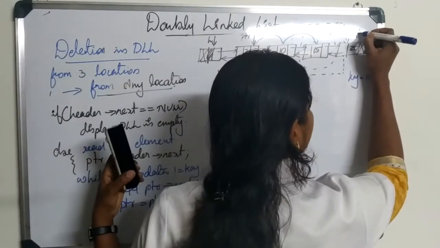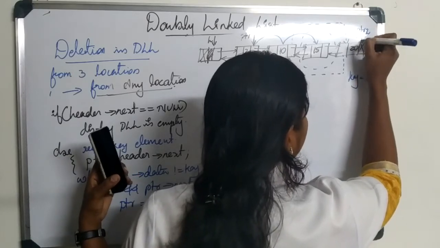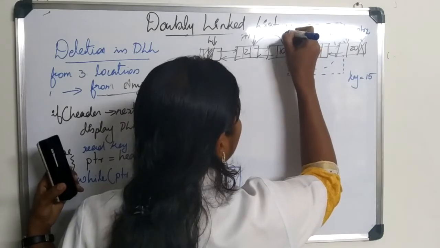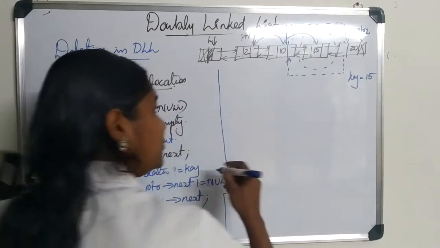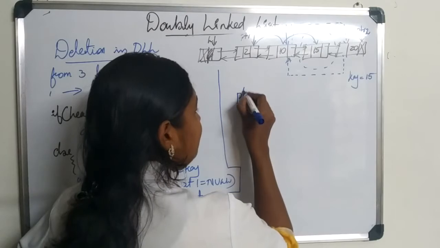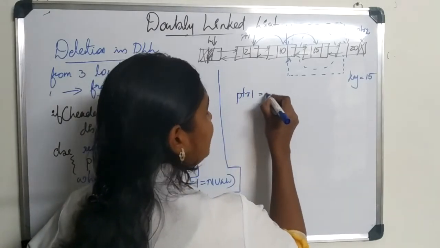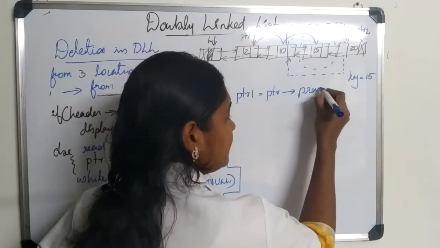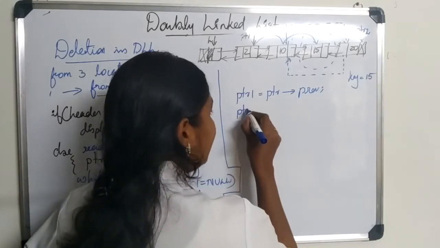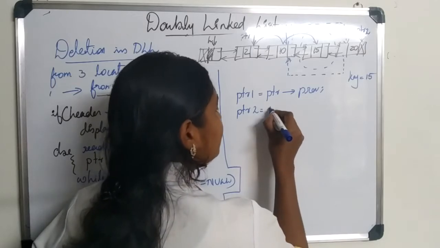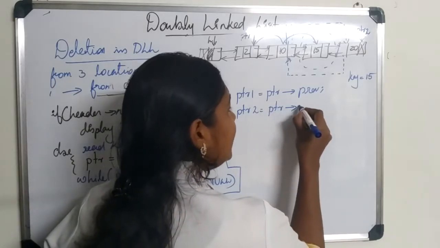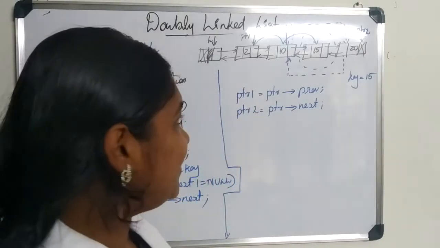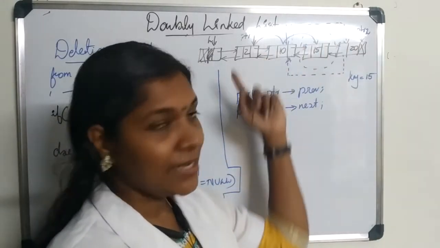Let us give PTR2 to the next node and PTR1 to the previous node. How will you assign? PTR1 is equal to PTR dot previous, and PTR2 is equal to PTR dot next. It's very simple, right? So we provided names for the next node and the previous node.